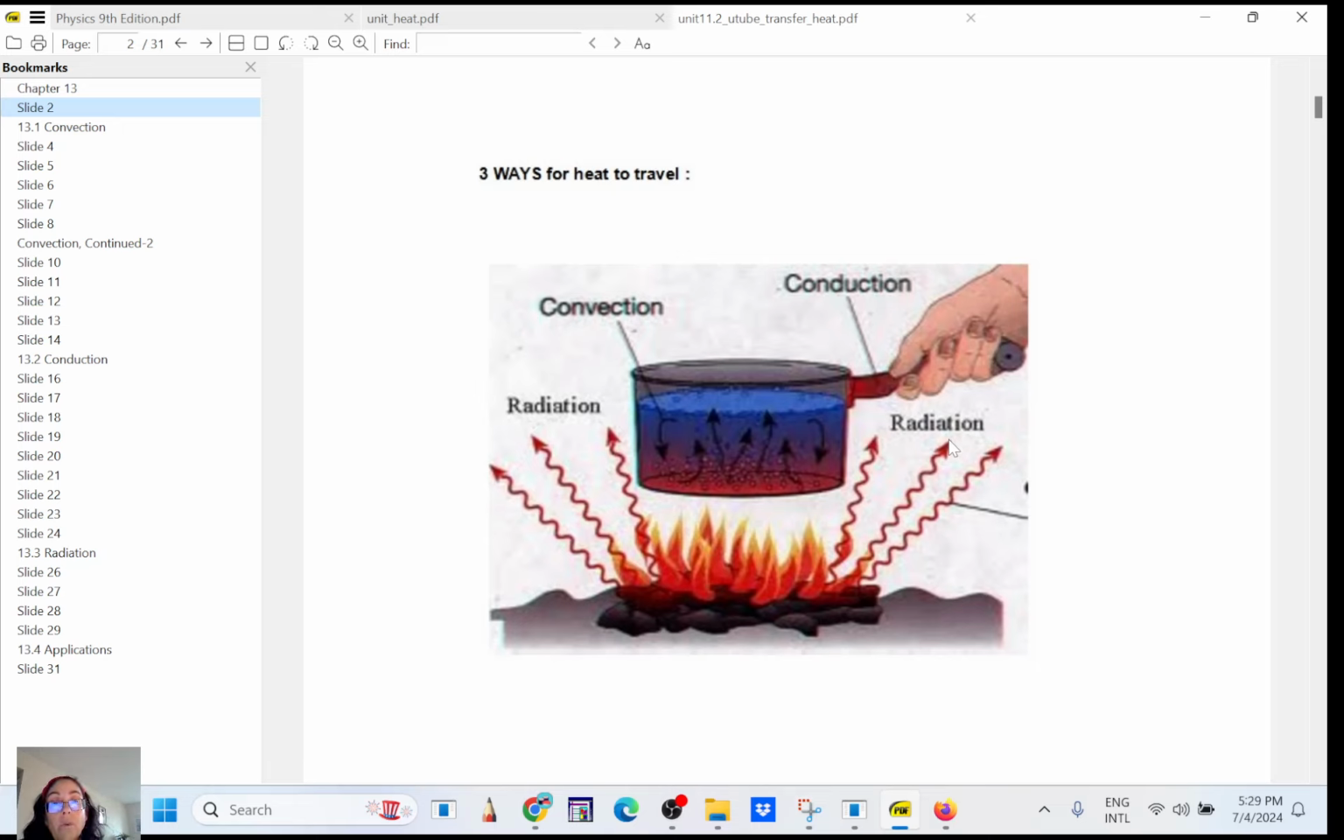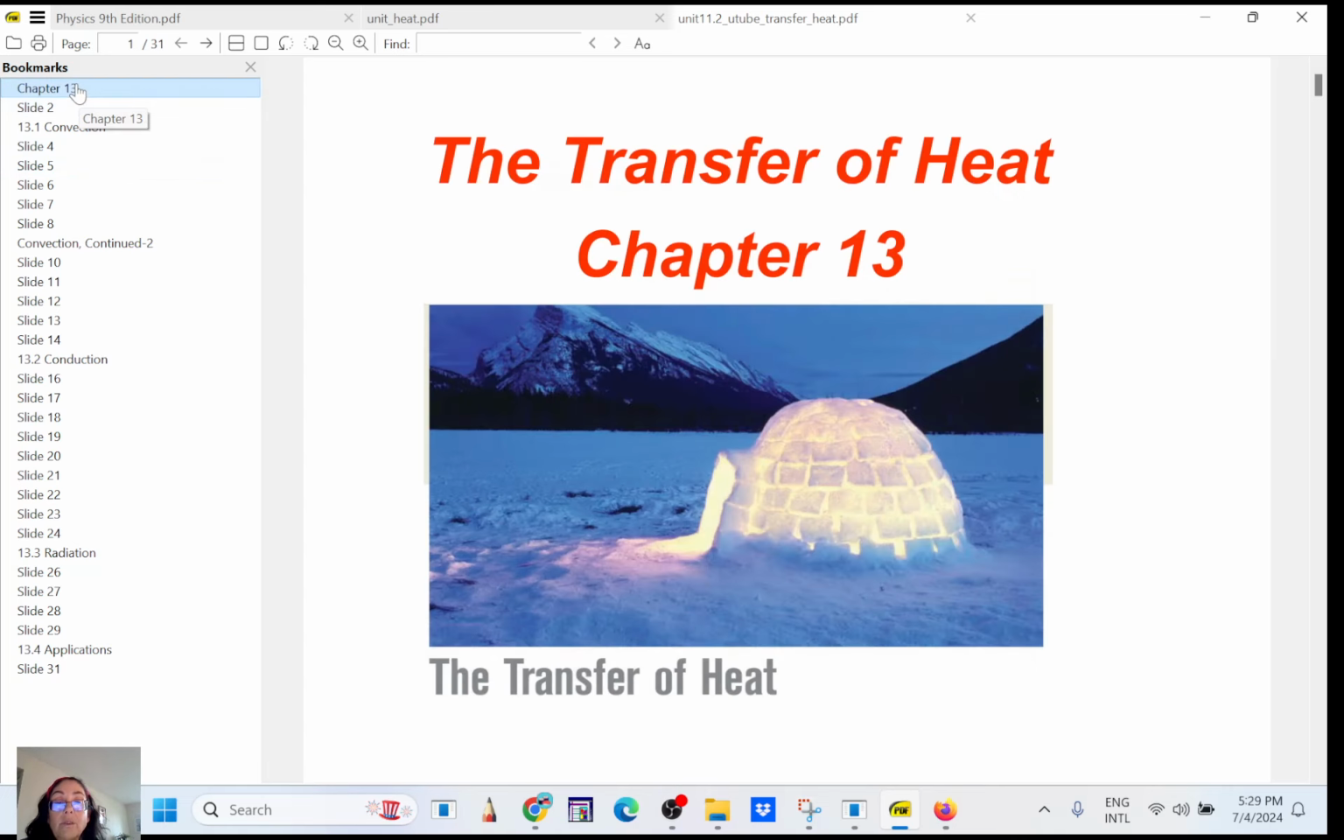Now you have three ways for heat to travel from hot to cool. You have radiation, conduction, and convection. Today we're going to focus on convection. That happens with a fluid like water or gas, and there will be no mass. So it's conceptual. Chapter 14 in your textbook.